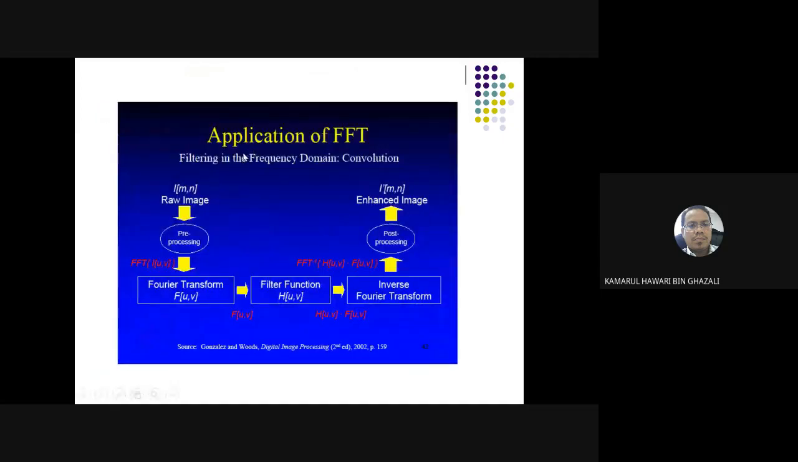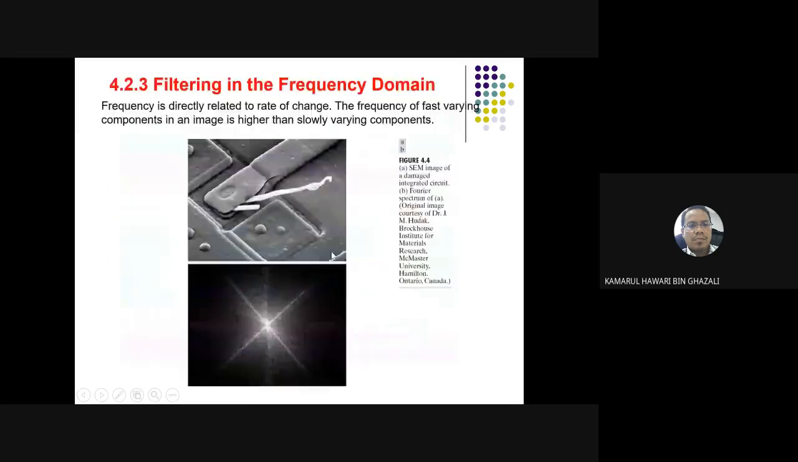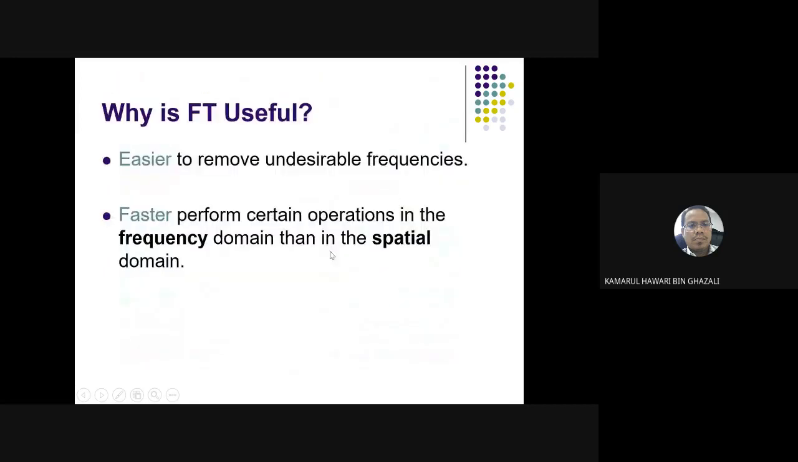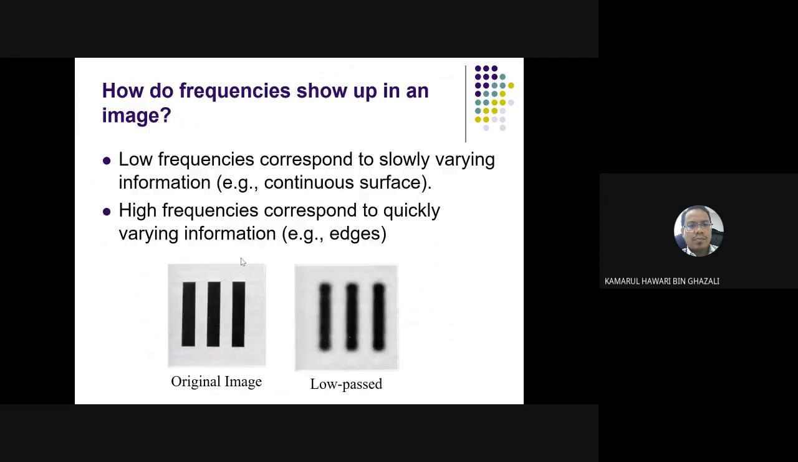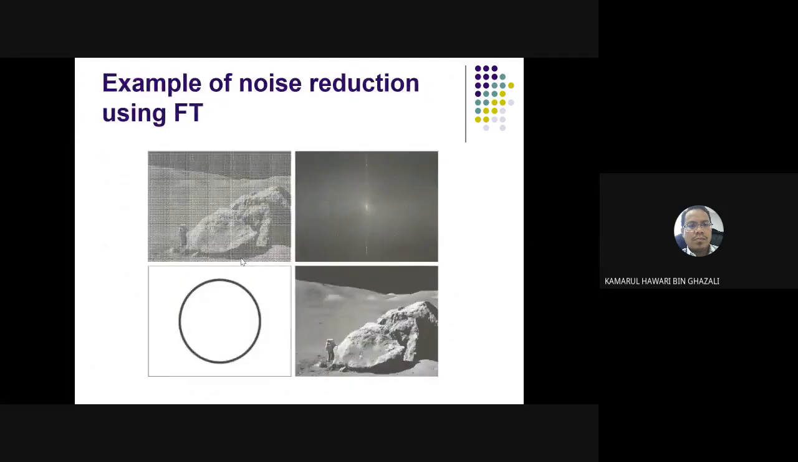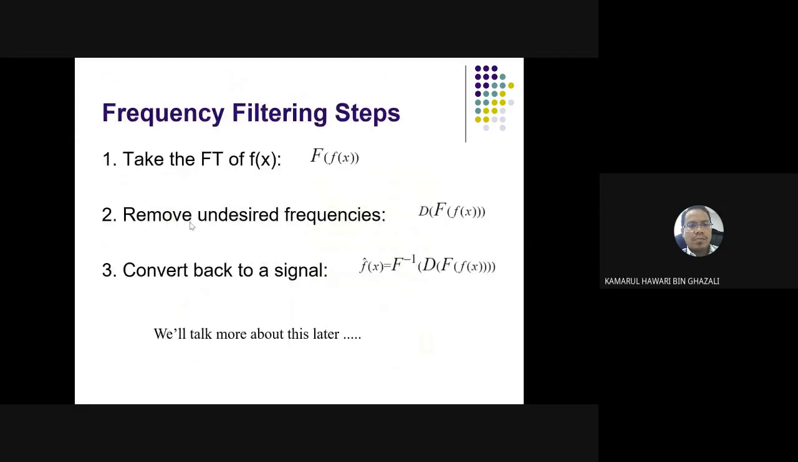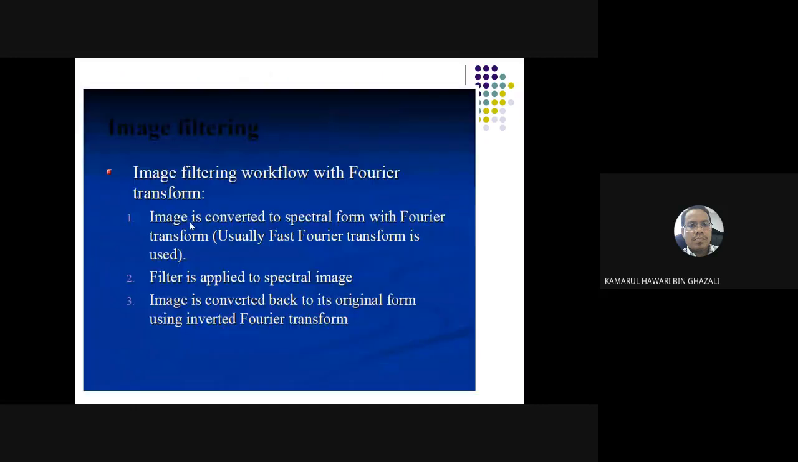Okay, so this one you can look at by your side. So basically, this is the general step: we have pre-processing, Fourier transform, filter, inverse Fourier transform, then you get the enhanced image. Why is Fourier transform useful? It is easier to remove undesirable frequencies, and faster to perform certain operations in the frequency domain than in the spatial domain. Okay, so this is another example. Okay, so I think that's all about the Fourier.